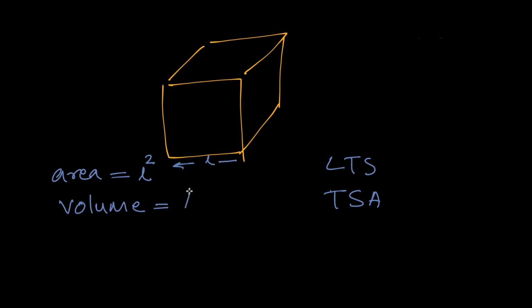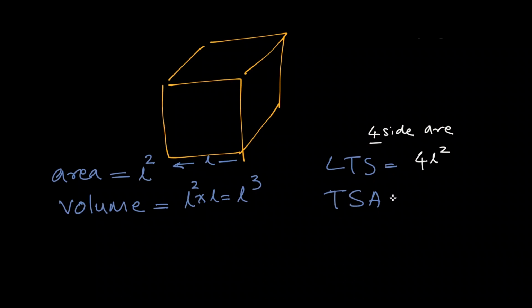If we multiply L square with the height, which is again L, it is going to be the volume, which is L cube. Lateral surface area: we are going to take only the four sides. Each side has the length L, so the area of one side is L square, and we consider four sides, so it is multiplied by 4. Lateral surface area is going to be 4 L square.